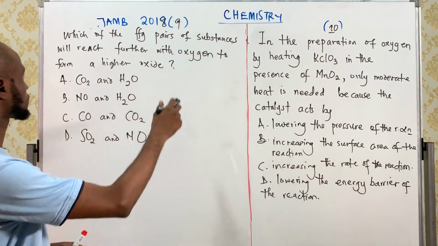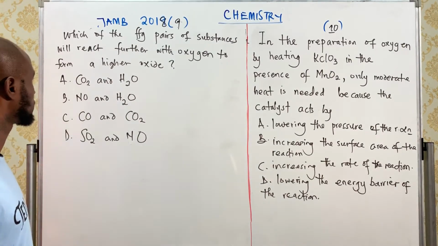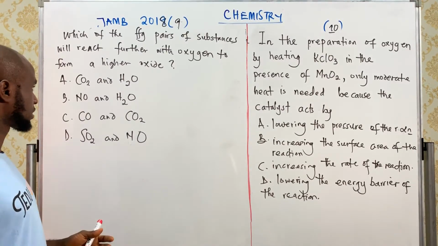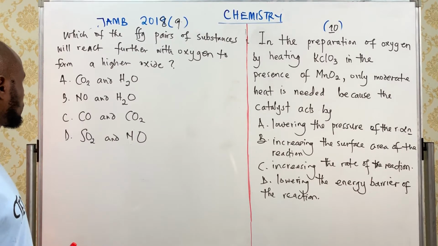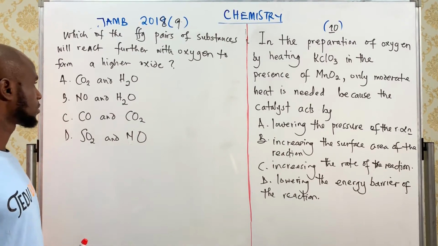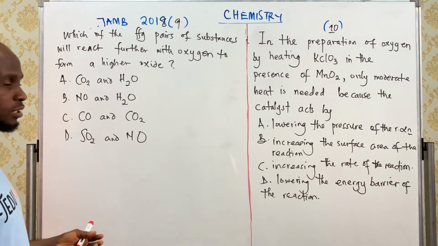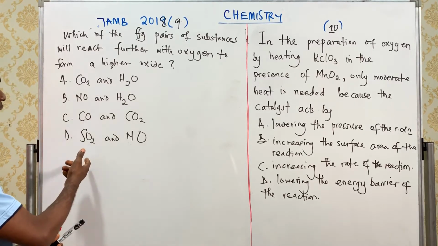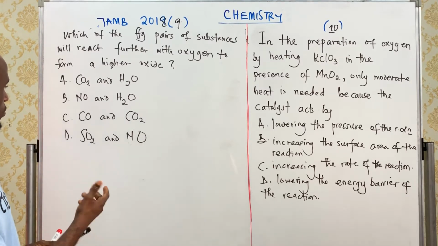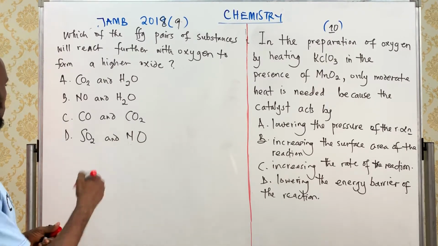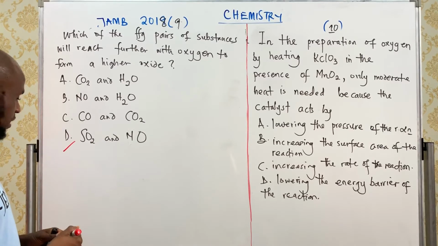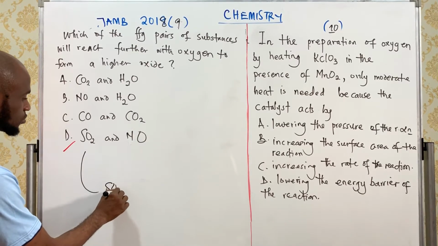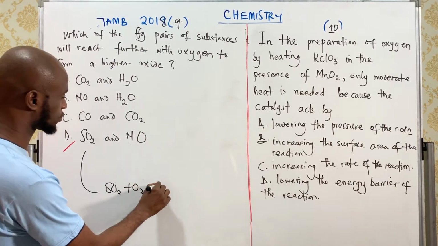Which of the following pairs of substances will react further with oxygen to form a higher oxide? Don't forget that we have oxides of non-metals which are mostly acidic or neutral. So when you add oxygen, the answer here is supposed to be D, because you can add oxygen to sulfur, and that's SO2. You can burn it further in oxygen to form SO3.